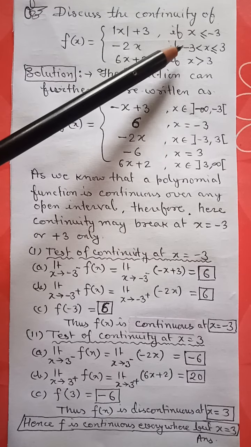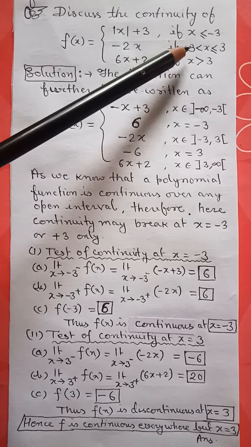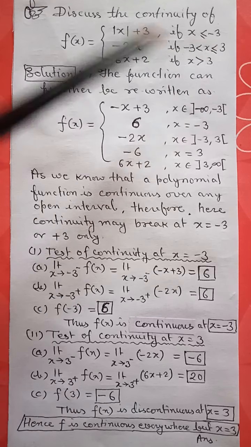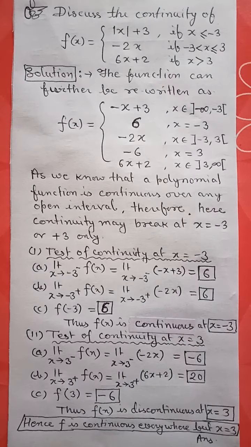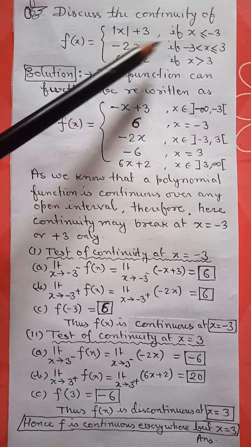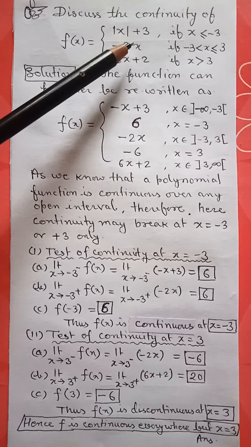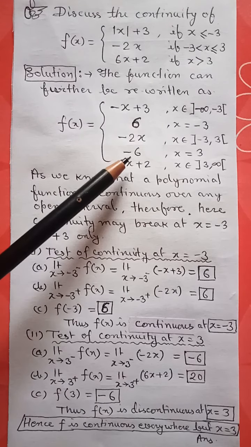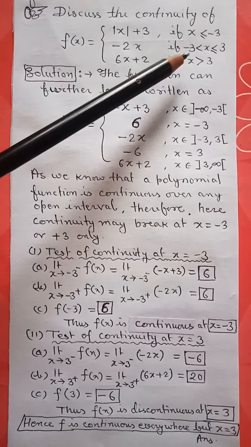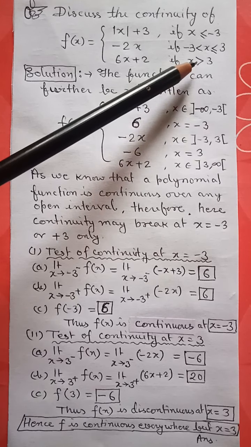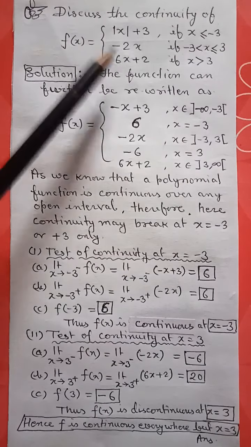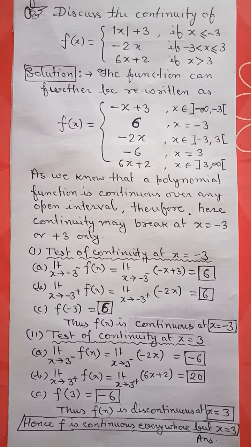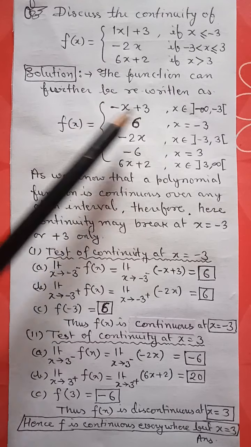Now, when x is in the open interval -3 to 3, its value is -2x. But at x equal to 3, its value is -6. You can see here, this is -6. When x is in the interval 3 to infinity, its value is 6x + 2. Therefore, the function can be written like this.